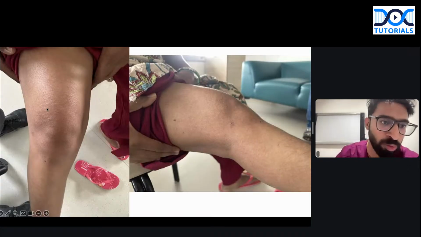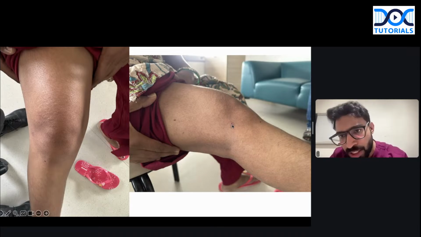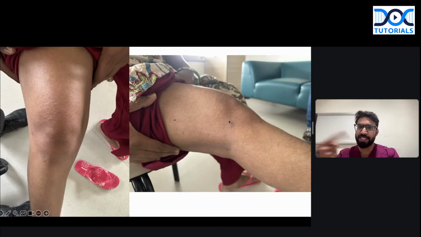In this picture, what you can see is that on the lateral aspect of the right knee, there is a mild swelling, if you compare it with the left side. You can also see a small scar here. So what does it signify? I'll be discussing this part later in the class.